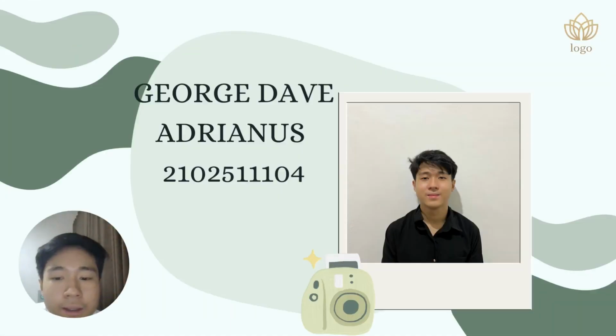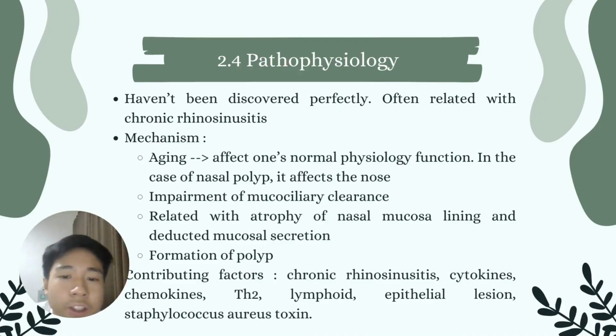My name is Dr. Adrianus with the last three digits of my student ID number 104, and I'm going to explain the pathophysiology of nasal polyp. Apparently, the pathophysiology of nasal polyp has not been discovered perfectly, as it still relies on descriptive and correlative data. It's often related to a disease called chronic rhinosinusitis.